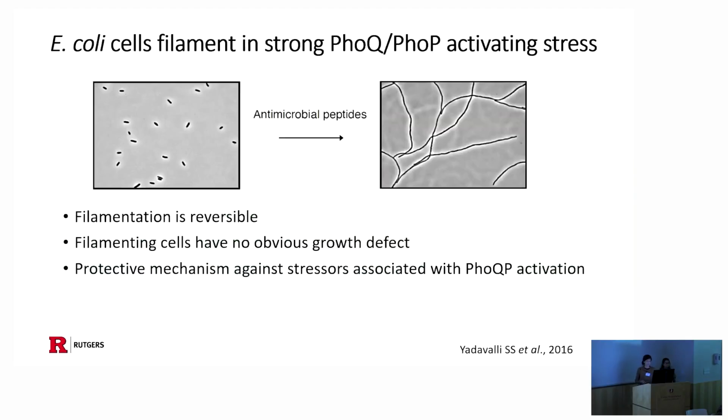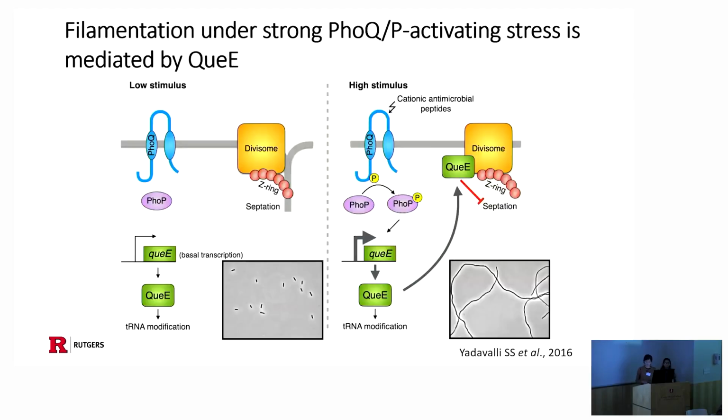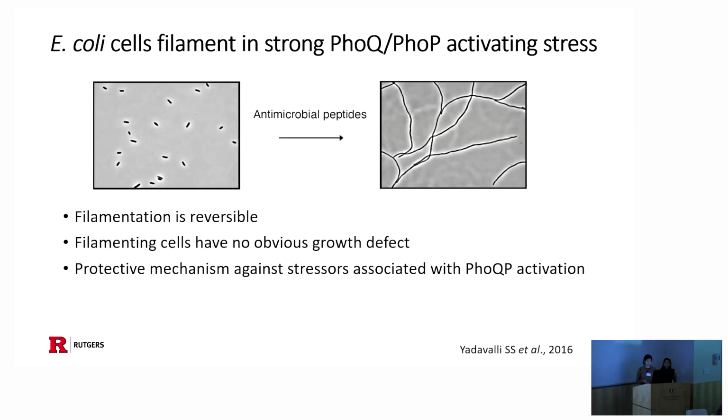Our lab has reported that in the presence of certain stressors, such as antimicrobial peptides, there is strong activation of the PhoPQ system, which causes E. coli cells to filament. And this phenotype is reversible once the stressor is removed. These filamenting cells are viable and they show no obvious growth defect. We believe that it is a protective mechanism against stressors that strongly activate the PhoPQ system. My colleague Arpita will elaborate on it.